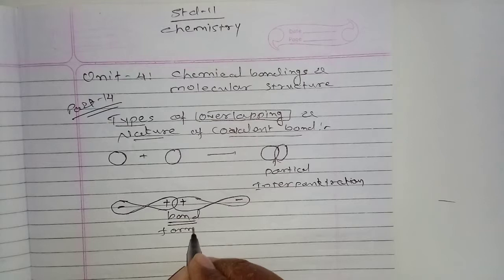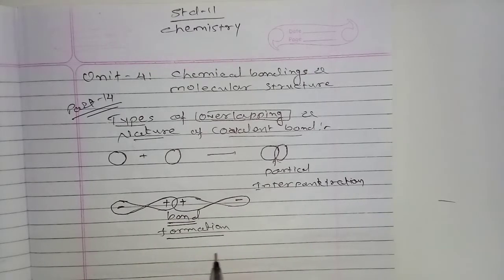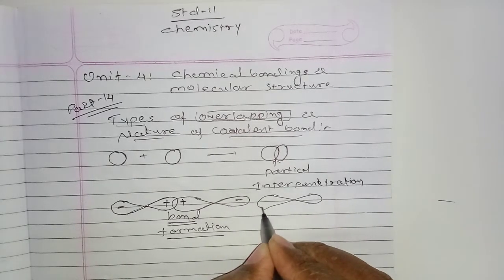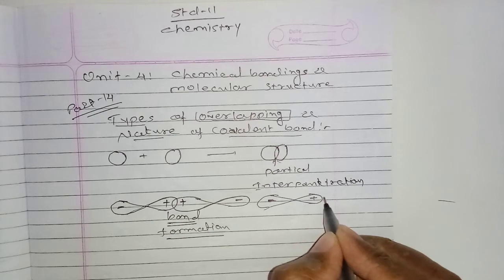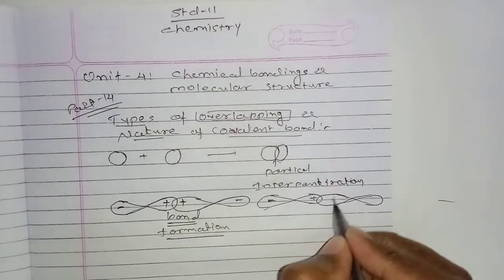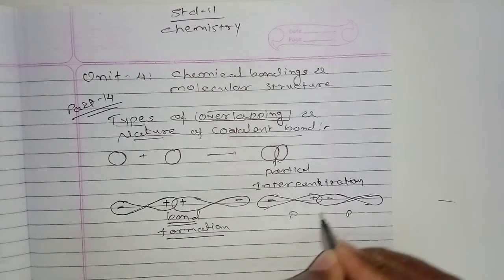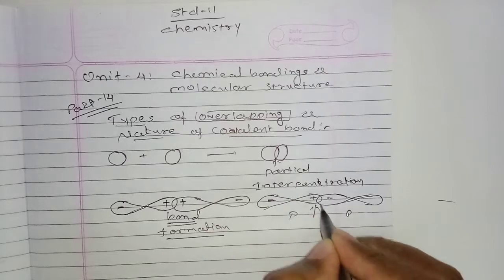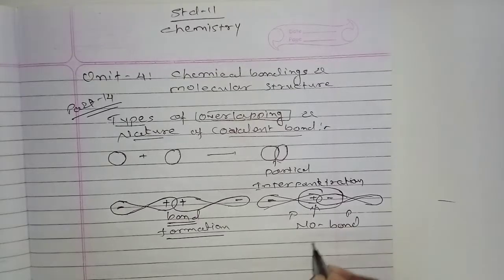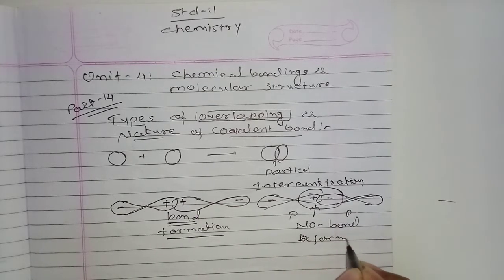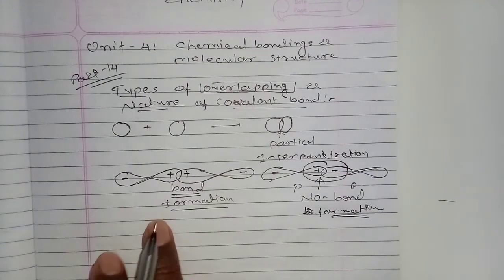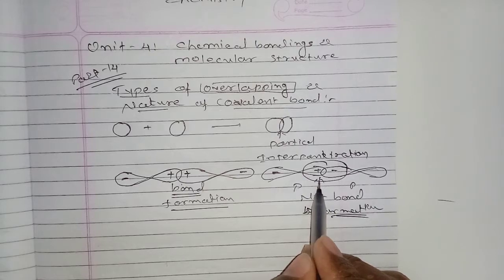Bond is formed. But if the opposite sign is here, if the 2p orbitals overlap with opposite signs, there is no bond formation. Okay, so this is the concept of the overlapping of orbitals.